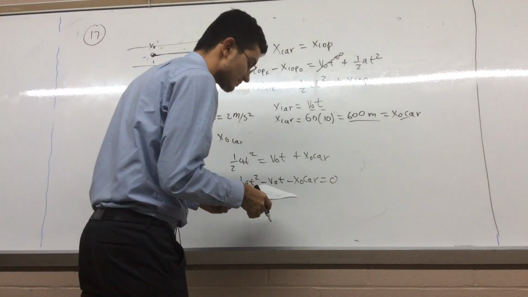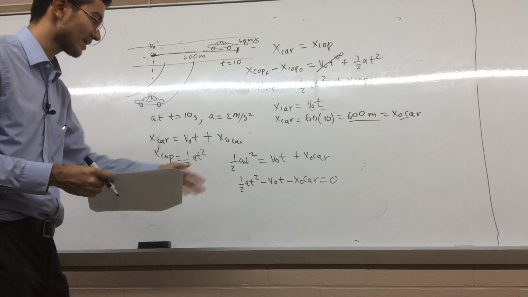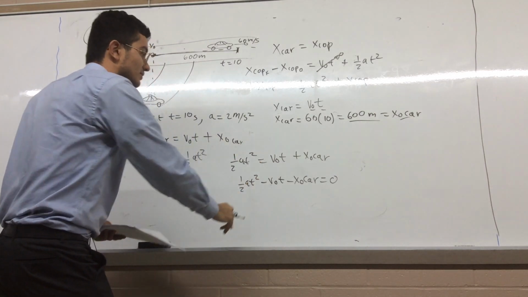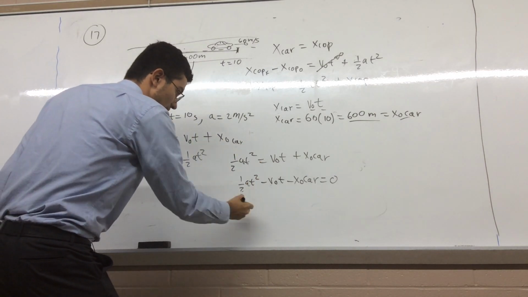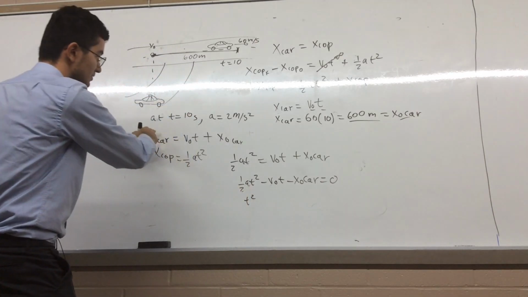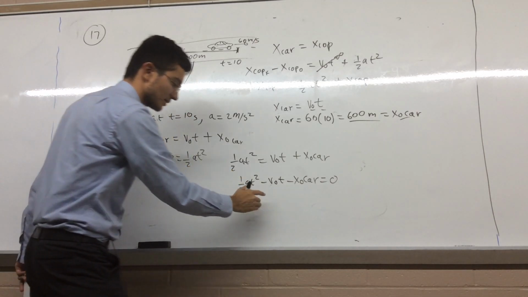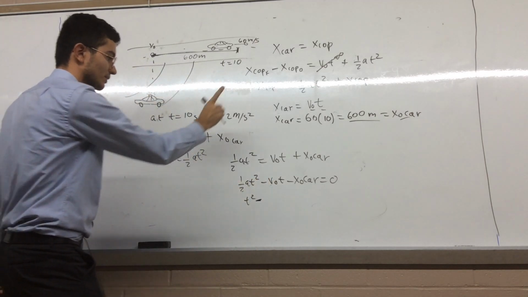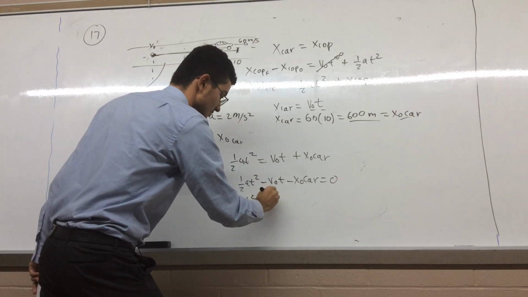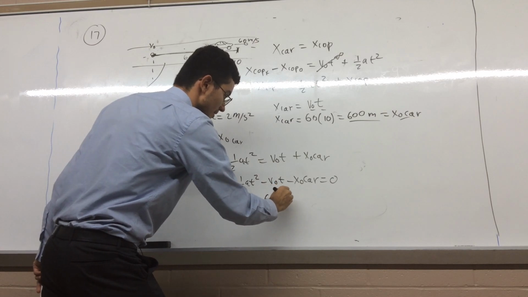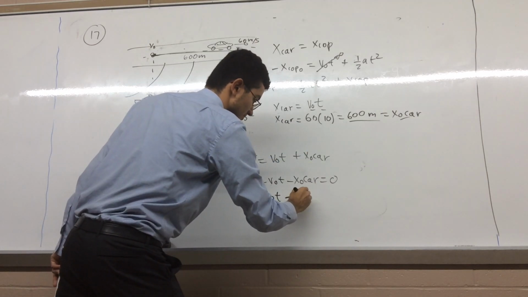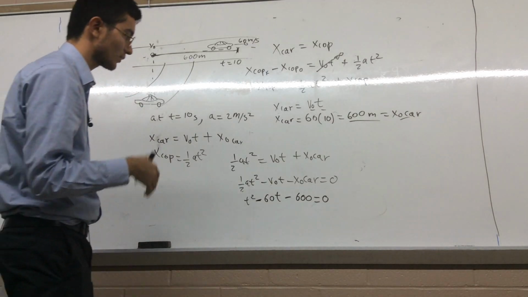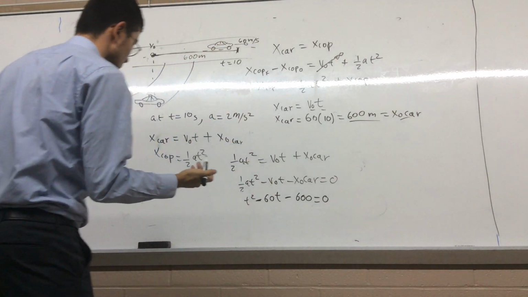If you don't have a calculator that solves quadratic equations, you have to use the quadratic formula. So let's plug in the values already. We have 2 over 2, which is 1, so that's t squared, because the acceleration is 2. Minus the initial velocity of the car, 60 meters per second, times t, minus x0 car, which is 600, equals 0. Plug it into your calculator if you have the function.